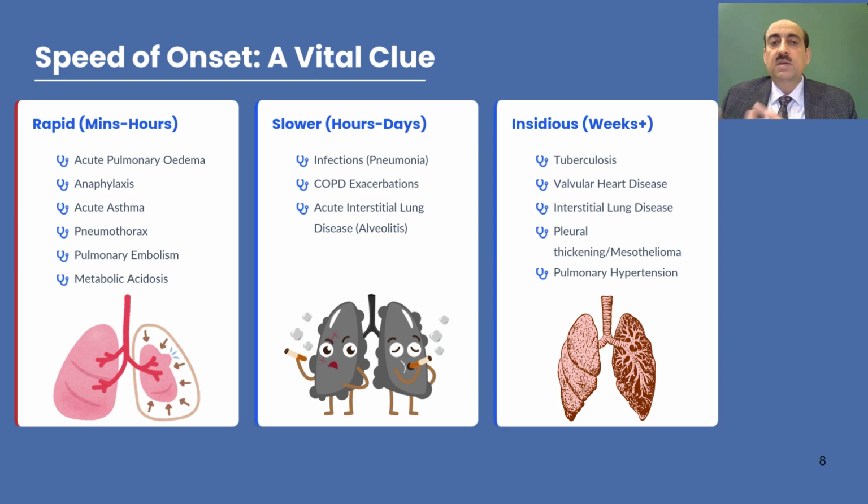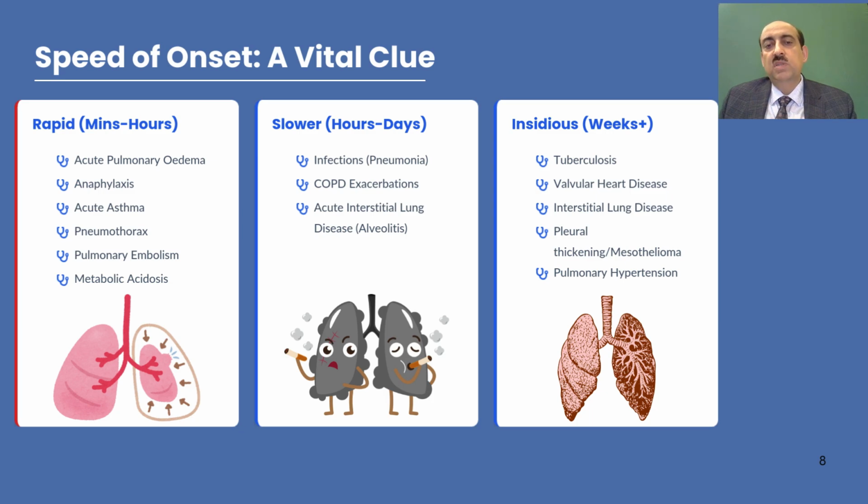In contrast to that, if it's a slower onset, like hours to days, we can have conditions like infections, for example pneumonia, COPD exacerbation, interstitial lung disease, which has a chronic continuum. So baseline shortness of breath interspersed with exacerbation can lead to a progressive gradual onset, more of a subacute onset. In contrast to this, any history which dates back a few weeks, you're talking about slow indolent processes like tuberculosis, valvular heart disease, interstitial lung disease. As we said before, it's a slow progression over weeks and weeks.